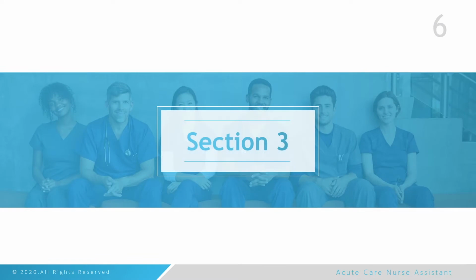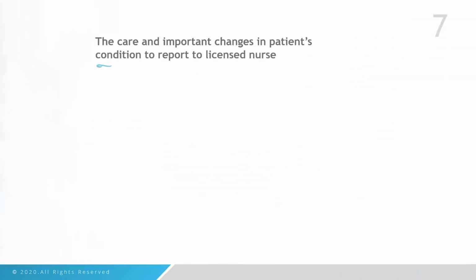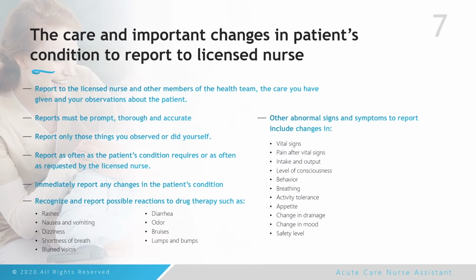Section 3. The care and important changes in patient's condition to report to a licensed nurse. Report to the licensed nurse and other members of the health team the care you have given and your observations about the patient. Reports must be prompt, thorough, and accurate. Report only those things you've observed or did yourself.